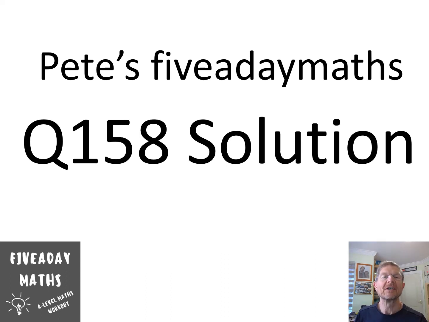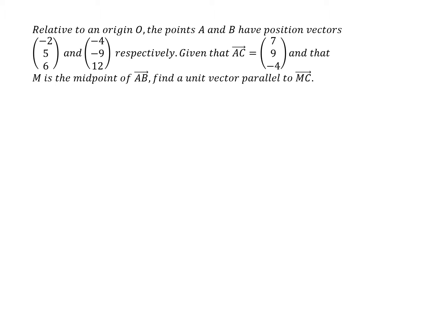So this question is talking about midpoints and unit vectors. So let's see how you get on with this one. I'm trying to find a unit vector parallel to MC. So what I need to do is find what the vector MC is and then divide it by its own length. I'll explain that a bit more in a moment.